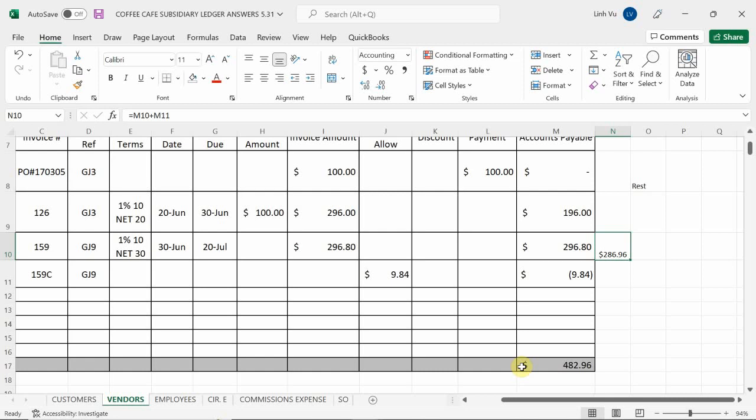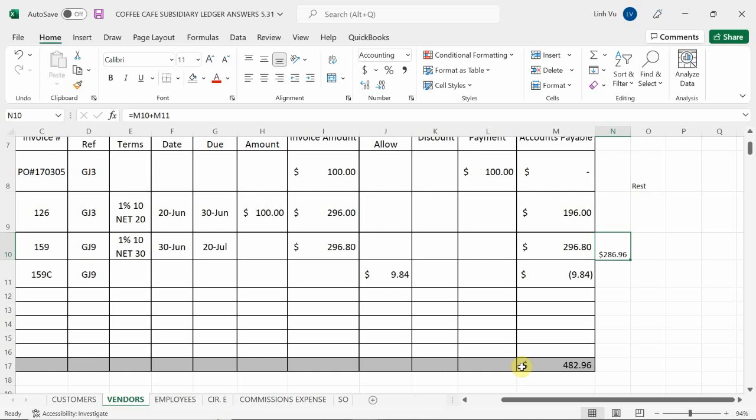But the thing is, you can't tell which invoice it's taking that $9.84 off of. That's why it's important that you make your reference point, labeling it with the invoice number and the letter C, to let you know that this credit belongs to this particular invoice. So that is the rule of thumb there. And now I know that my new invoice, 159 with the letter C, or R if it's revised, should give me a grand total amount that I owe of $286.96, as opposed to what it was previously.